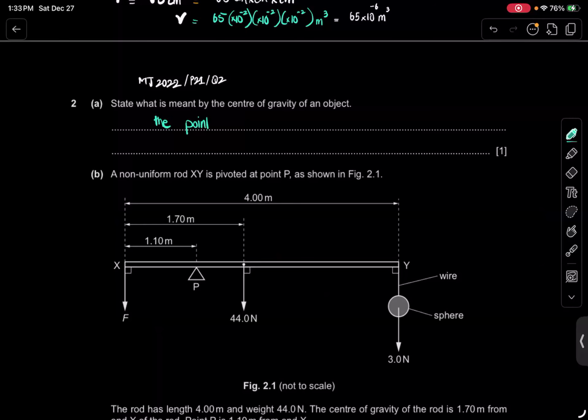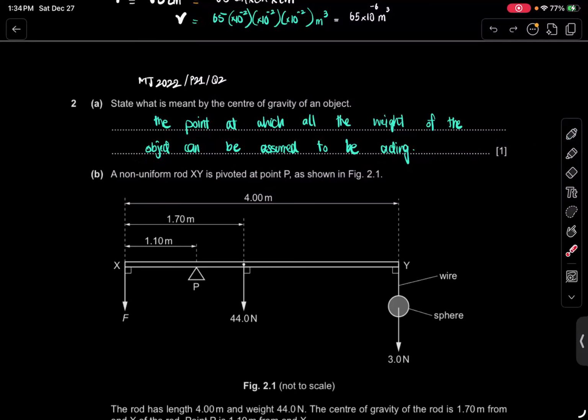The point at which all the weight of the object can be assumed to be acting. Okay, sounds good. So that means they're probably going to use this example somewhere in the end.